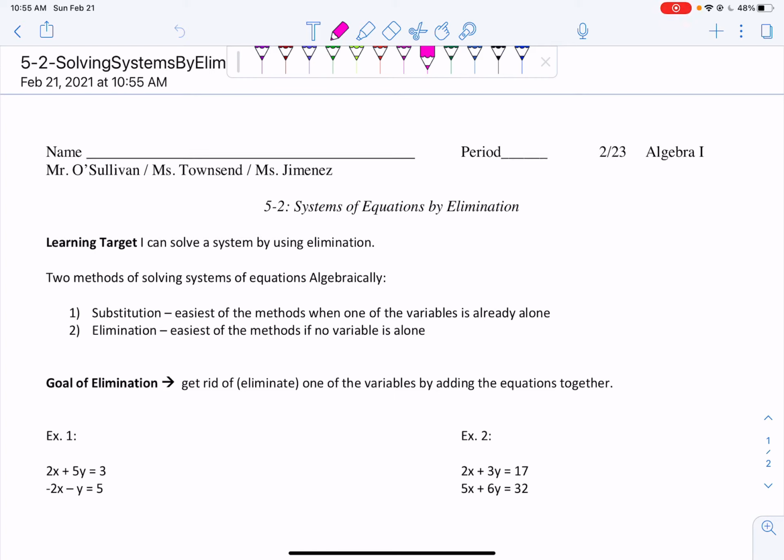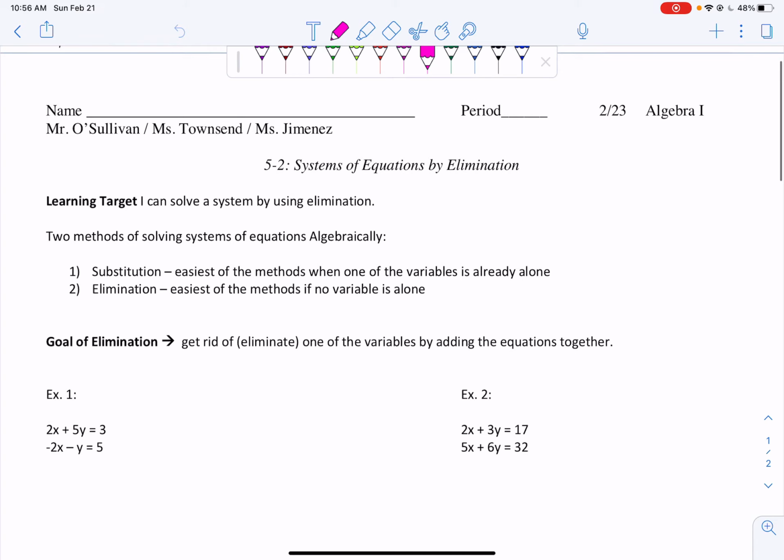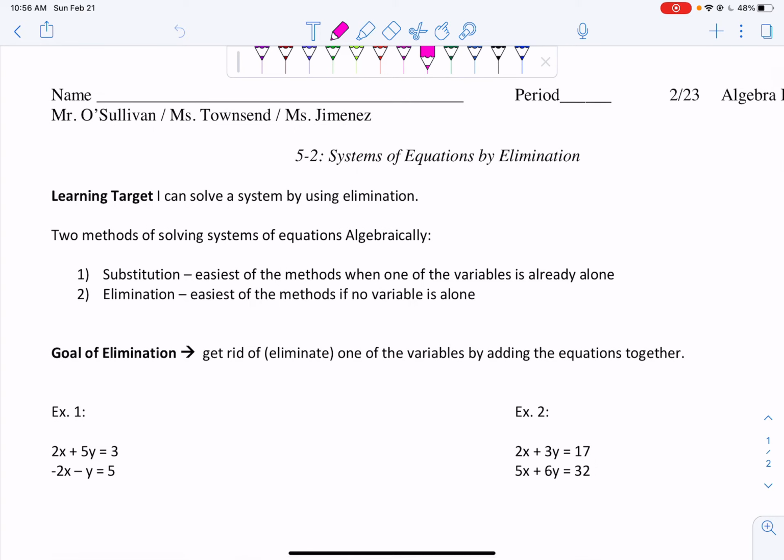Today we're going to be looking at lesson 5-2, systems of equations by using elimination. This lesson is going to be focused on a new method of solving systems, and that's going to be elimination. The past few days we've learned about substitution. Today we'll be learning about elimination. So today's LT is I can solve a system by using elimination, and we now know that there are two methods of solving a system of equations algebraically: substitution and elimination.